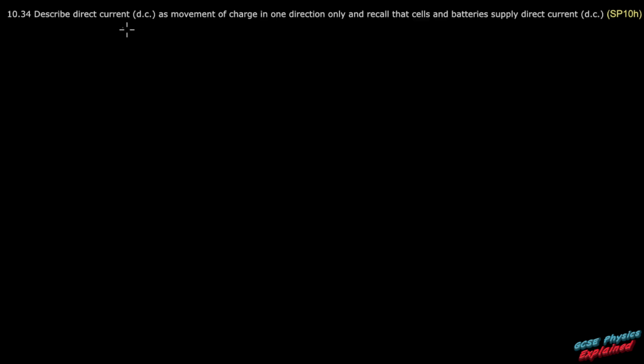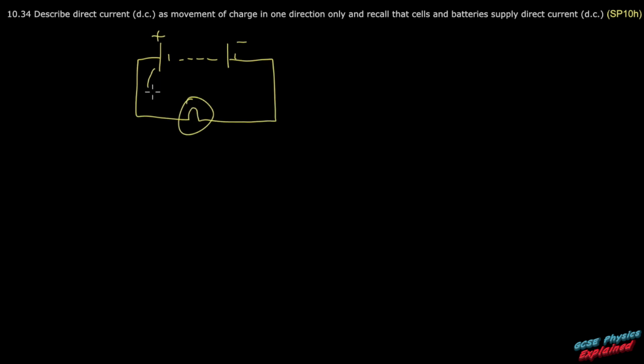34. Describe direct current DC as movement of charge in one direction only, and recall that cells and batteries supply direct current. Well, that's what I've just said. So direct current, the charges flow from the positive side of the battery to the negative side, and that is conventional current. Just say that the electrons or the charge moves in one direction.